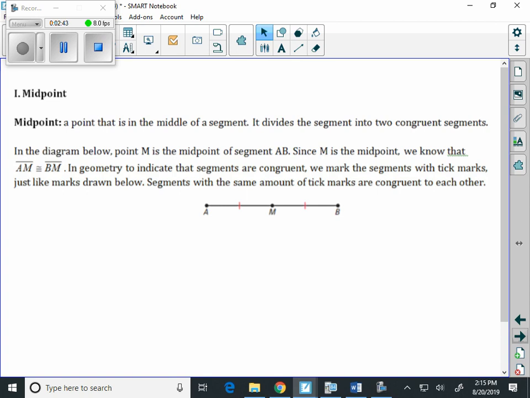So in the diagram below, point M is the midpoint. So here's the midpoint, the middle of that segment. We know that segment AM is congruent to segment BM. And in geometry, we use these little marks called tick marks. On my paper here on the board, it's red. And that indicates, again, what I was saying previously, that AM is equal to MB or BM. Segments with the same amount of tick marks are congruent to each other.